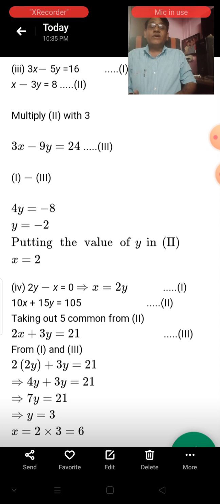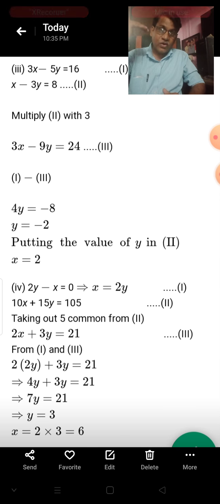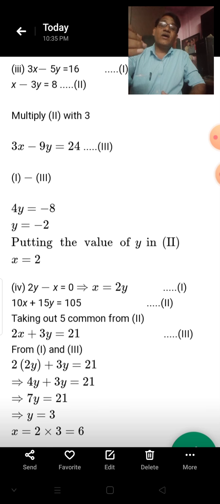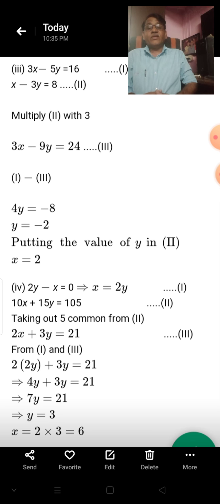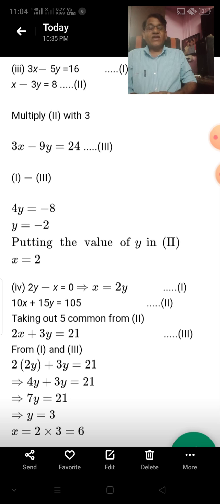First you have to equalize either the coefficient of x or the coefficient of y. So you have to multiply the second equation by 3. If you multiply the second equation by 3, then you can equalize the coefficient of x. In the first equation the coefficient of x is 3, so multiplying the second equation by 3 gives the coefficient of x as 3 there also. Then you get the new equation, 3x - 9y = 24. This is the third equation.